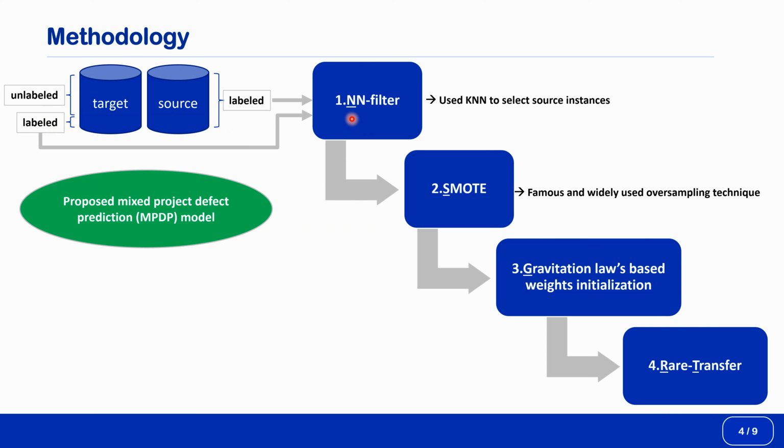First step, NN filter. Previous studies indicated that utilizing raw cross-project data directly would result in higher false alarm rates due to the inclusion of irrelevant samples. So we used the NN filter, which is based on KNN, to select instances. NN filter and its efficiency were evaluated by a number of previous CPDP studies. Second step, smooth.